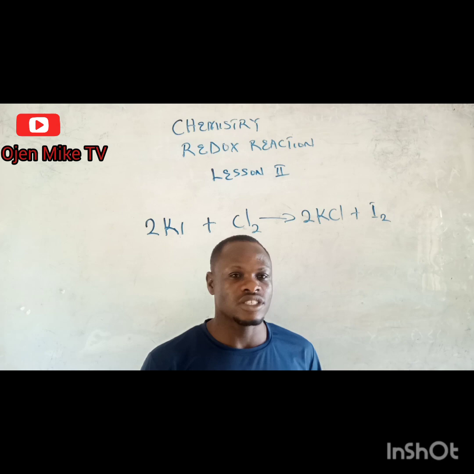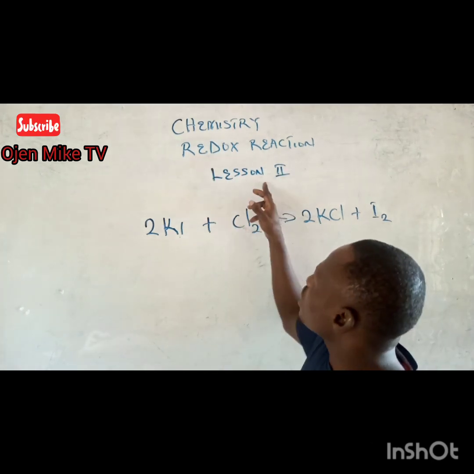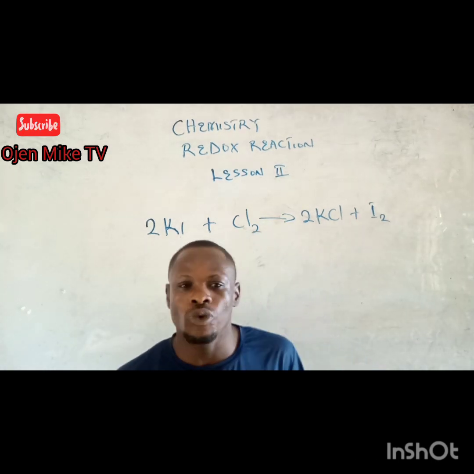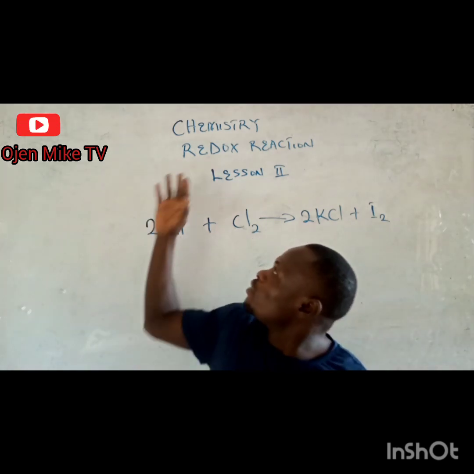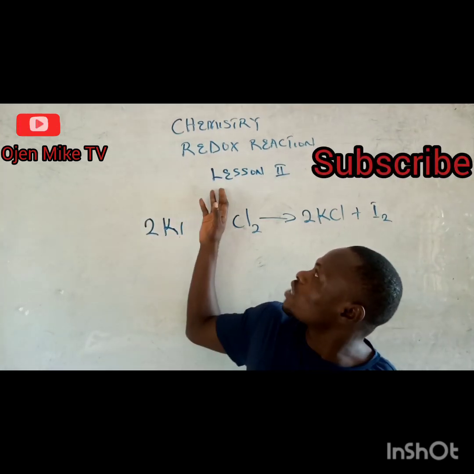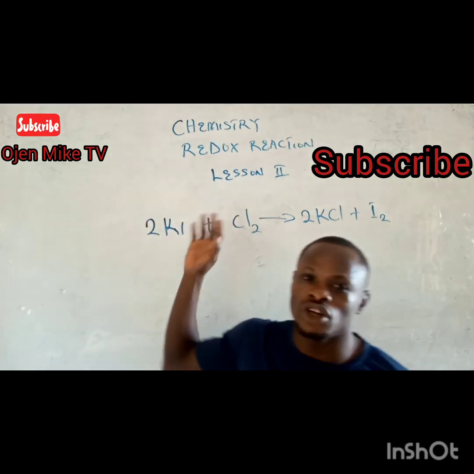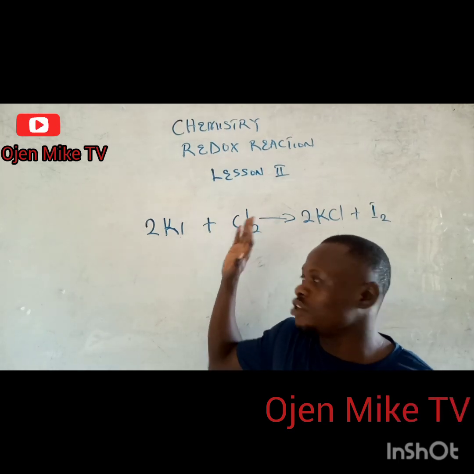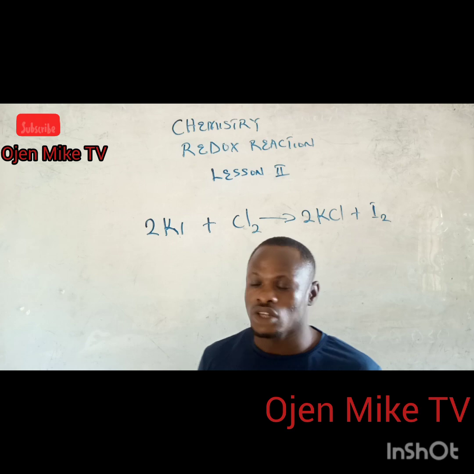In today's lesson, we are going to consider a redox reaction. This redox reaction is lesson 2. We have already done lesson 1, where we covered the meaning of redox reaction. We looked at what the acronym is used for to determine the oxidation and reduction reaction and how you can determine them. Today we are going to look at examples of a redox reaction.